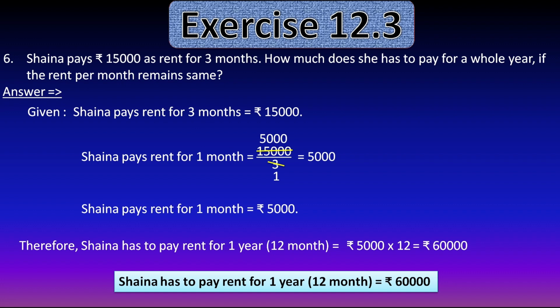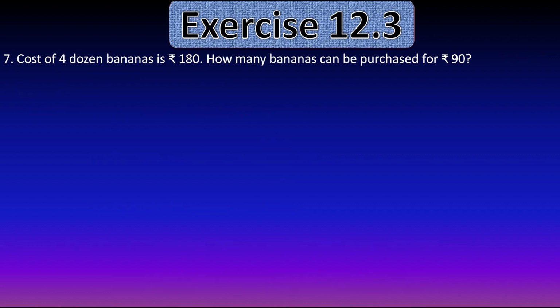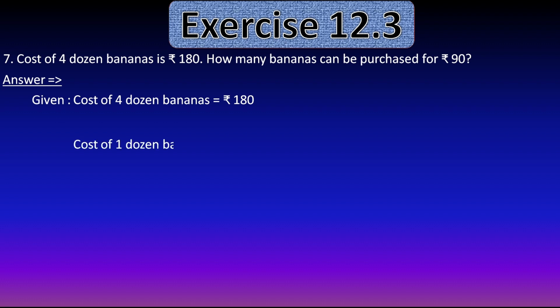Okay. Now the question number 7. Cost of 4 dozen bananas is rupees 180. How many bananas can be purchased for rupees 90? Okay. So first of all we will write the given things, that is the cost of 4 dozen bananas is rupees 180. Therefore the cost of 1 dozen bananas is equal to 180 upon 4.